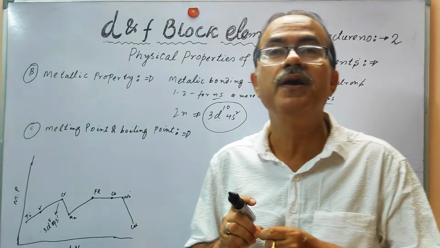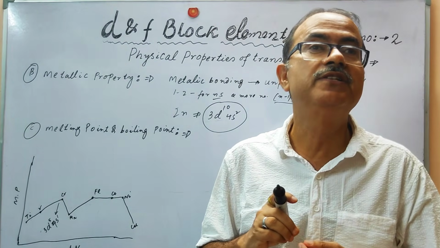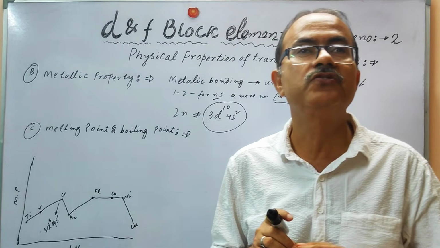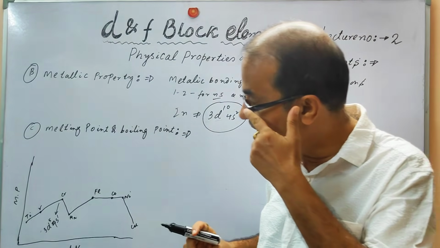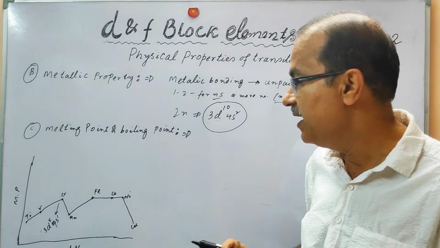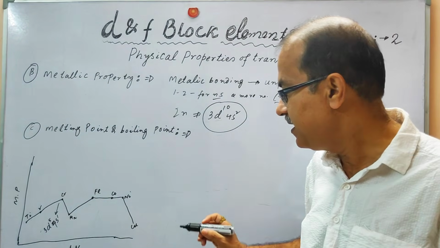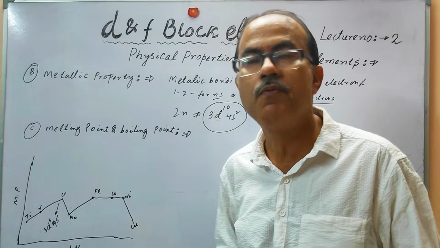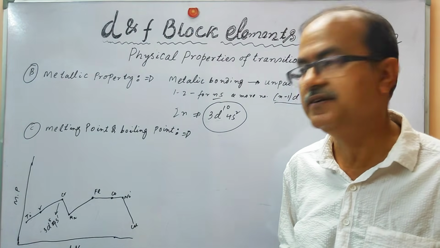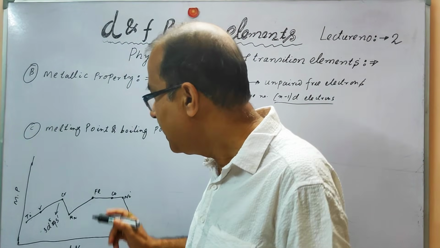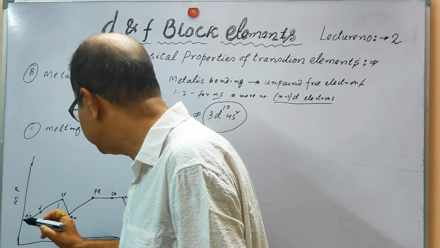Metal will be attached to itself with a very strong force, that is called metallic bonding. So you will find the melting point is very high. After that you will find there is a decreasing trend, and at copper you will find the decreasing trend. This is the 3D series.